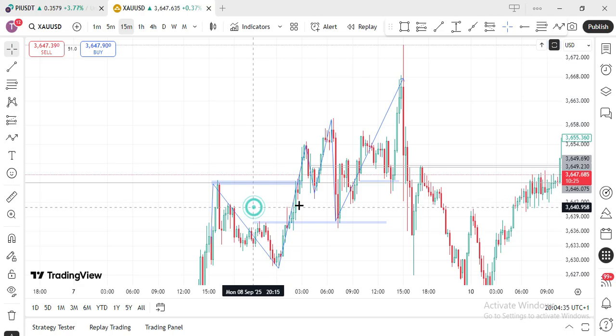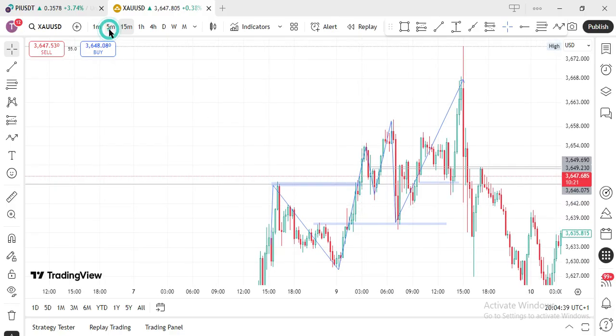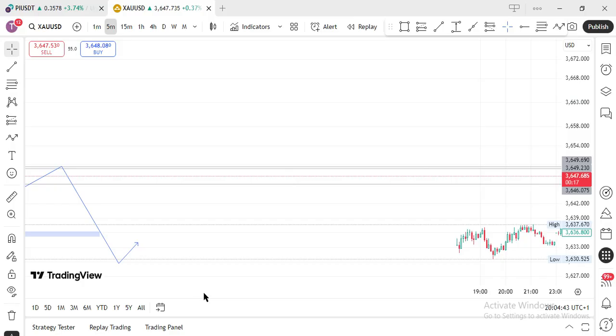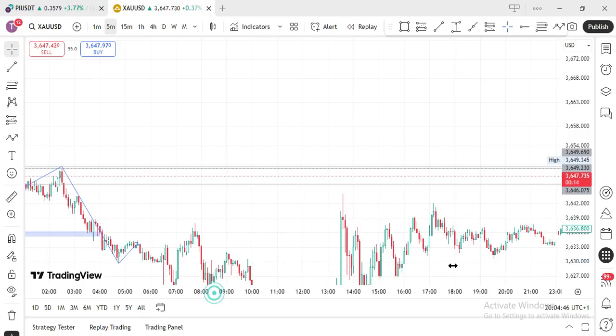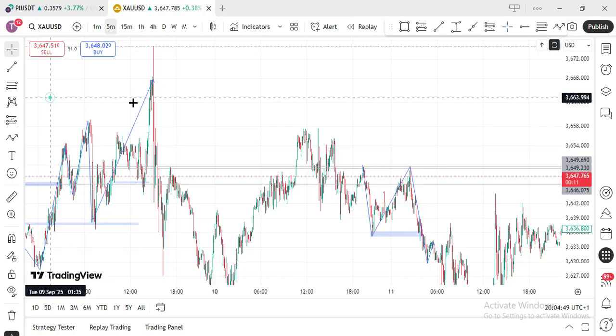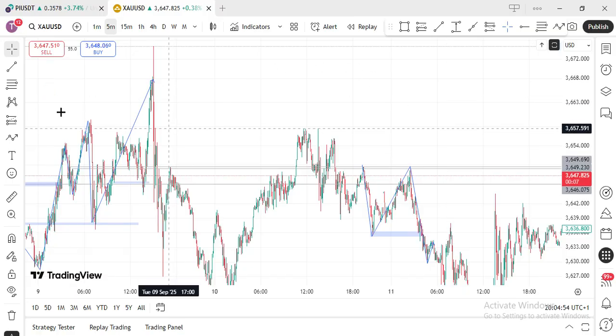In this case, let's go down to a smaller time frame for clarity. This is a 15 minutes time frame, and we are coming down to a 5 minutes time frame, for clarity.